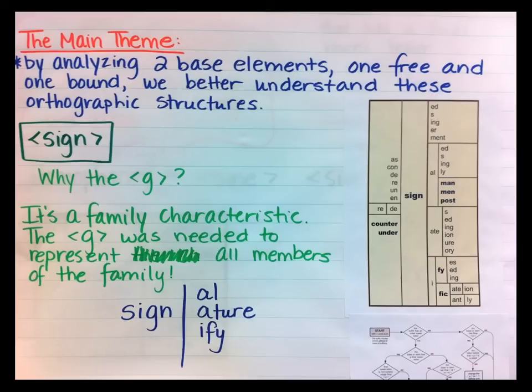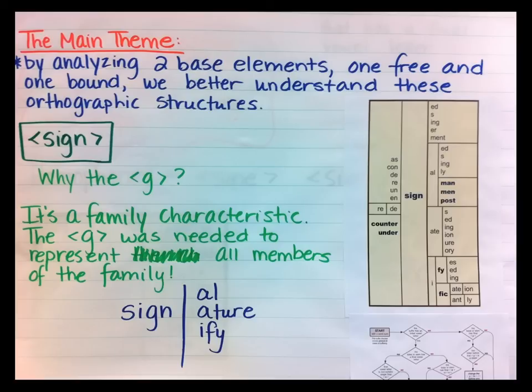The main theme. By analyzing two base elements, one free and one bound, we better understand these orthographic structures. The first base element that's analyzed within this theme is the base element SIGN, with the question, why is there a G present? It's a family characteristic. The G was needed to represent all the members of this family, even as the pronunciation shifts.